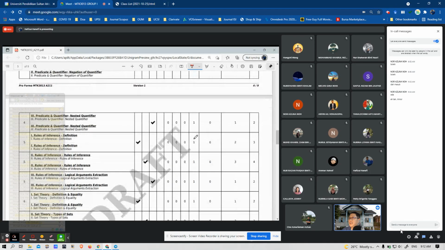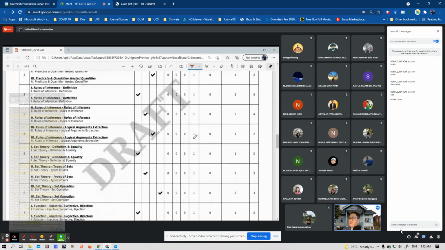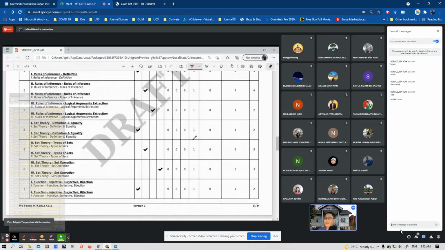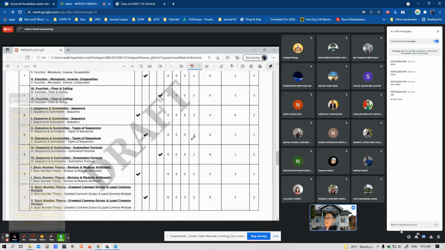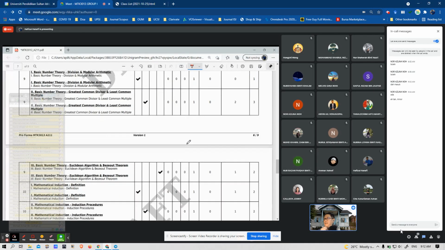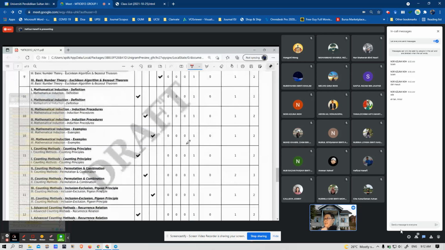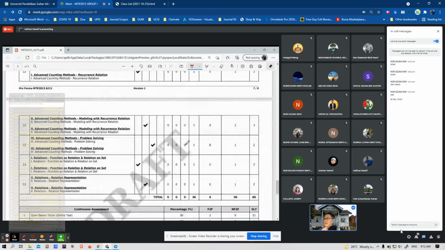Week 5 is argument extractions, and week 6 is set theory. Then functions, sequences and summation, and lastly basic number theory, GCD and LCM. Then we go on to permutation and combination, and then relations, function as relation, and relation on set.